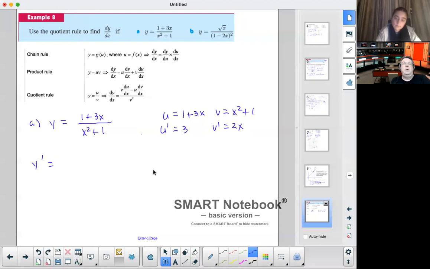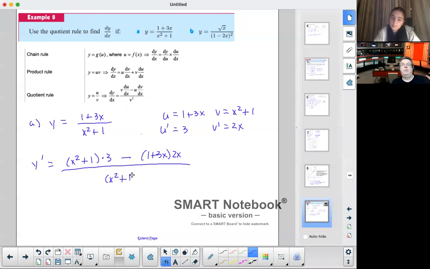All right, so according to our formula, v du, so x squared plus 1 times 3, minus 1 plus 3x times 2x. And people think of it like a cross. The only problem is you have to make sure you start correctly because it's subtraction, right? You would have to do that first. Some people do that. Over x squared plus 1 squared.